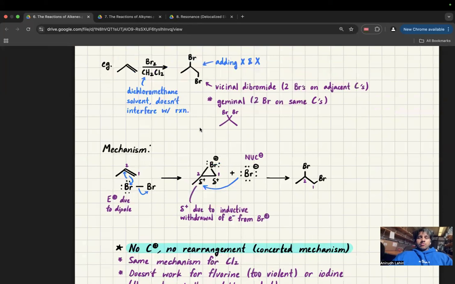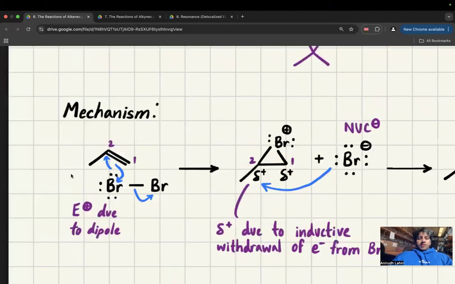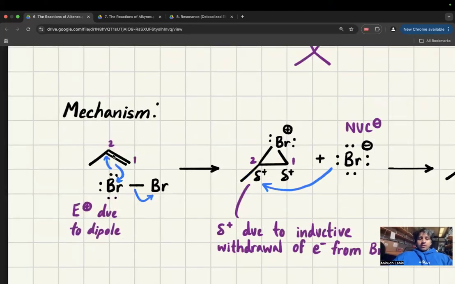So it goes through this three-membered ring. Okay. So this is a little bit funky the first time you see it. So let's unpack this, right? The first thing that's going to happen is this double bond is acting as the nucleophile. So we're going to attack one of the Brs.